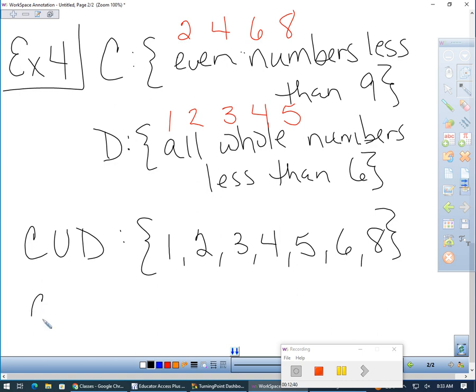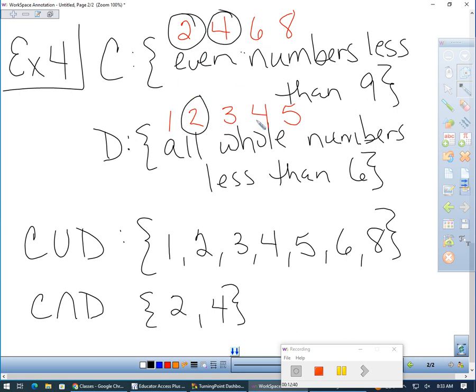What if I said C intersect D? 2 and 4, very good, just 2 and 4. All right, we have a 2 here, and we have a 4. Is there anything else? Okay. So do we have questions on the first 5 of them you have to do on this page? Pretty good? All right.